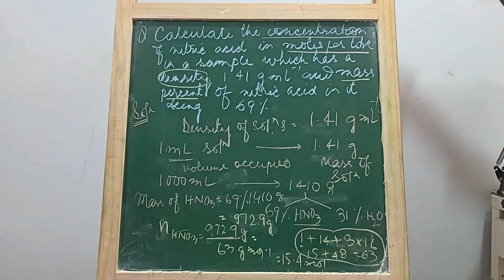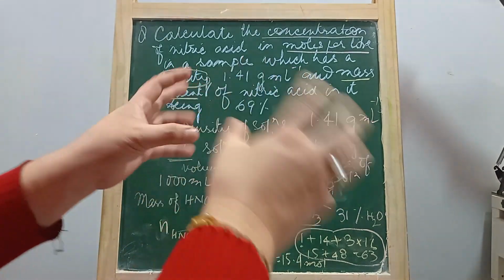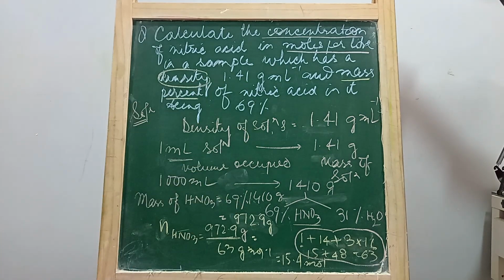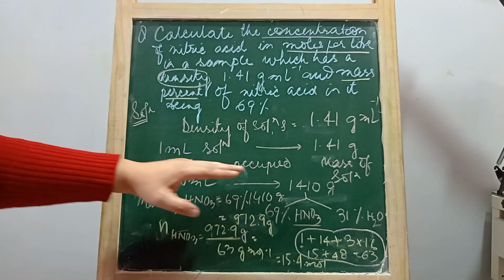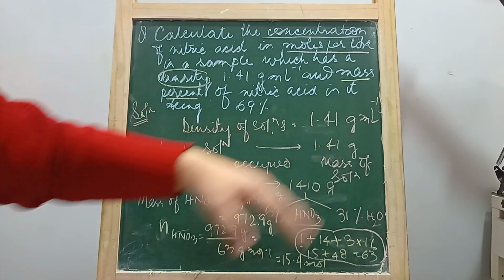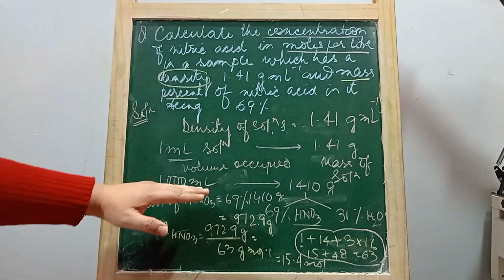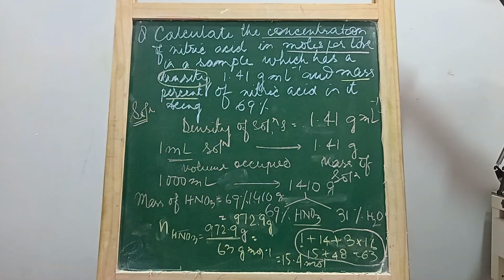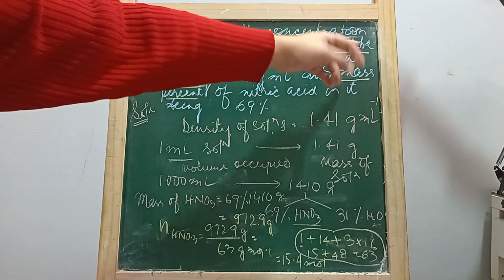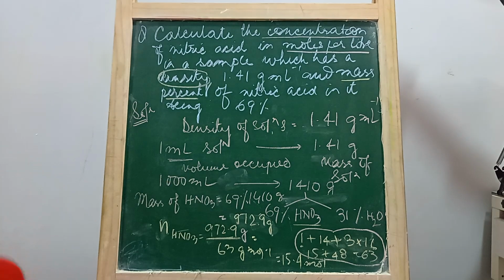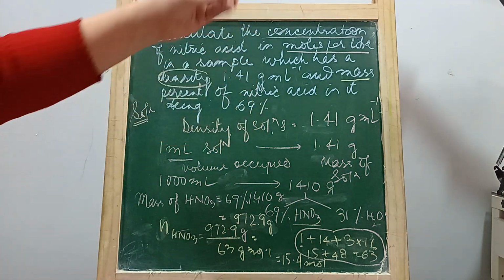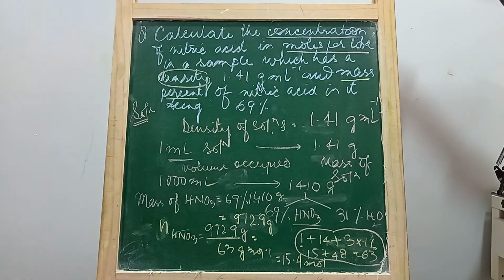Since it is a solution, it contains two components. We are considering that it contains nitric acid and one more component, probably water. Now, 1 milliliter of solution contains 1.41 gram of mass. Then what about when the solution is 1 liter? Because we need to find the concentration per liter. In 1 liter of solution, how many moles of nitric acid are there?